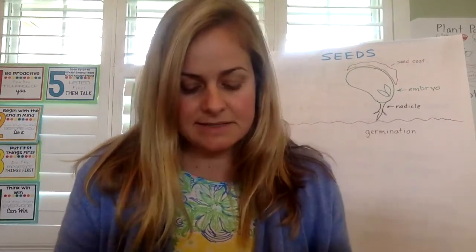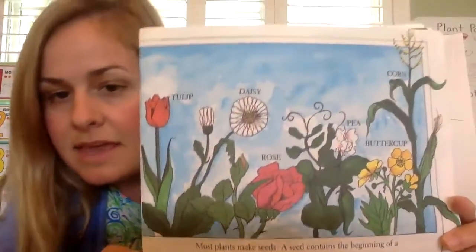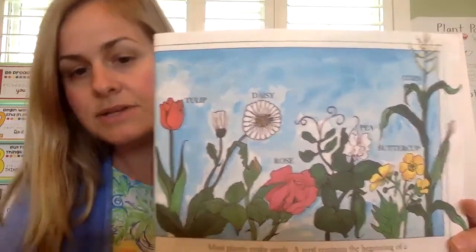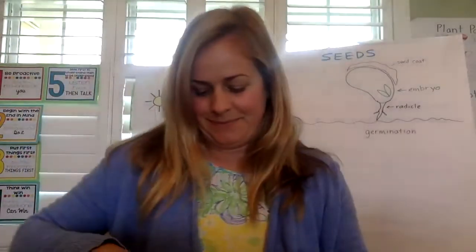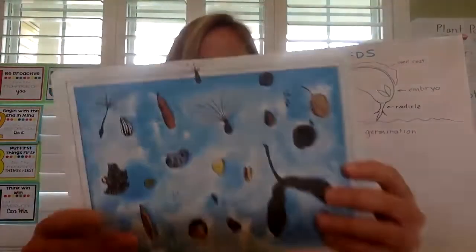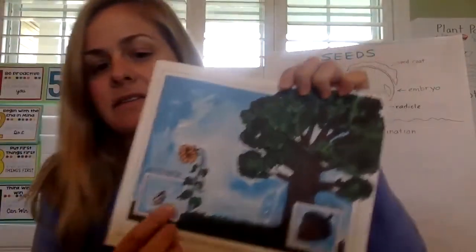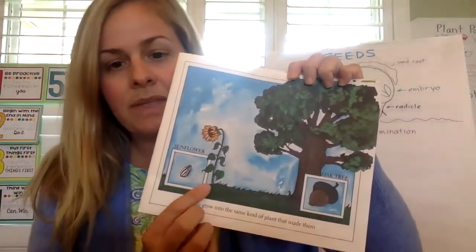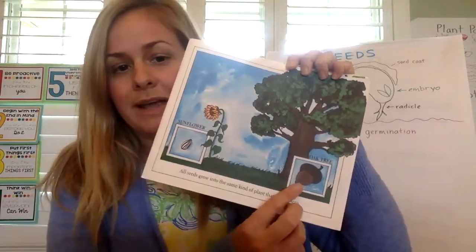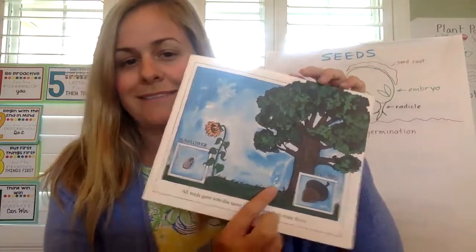Most plants make seeds. A seed contains the beginning of a new plant. Looking at the illustration, we can see labels: corn, buttercup, pea, rose, daisy, and tulip. Seeds are different shapes, sizes, and colors. All seeds grow into the same kind of plant that made them. So we know a sunflower seed grows into a sunflower, and we know that an acorn grows into an oak tree. An acorn will never ever grow into a sunflower, and a sunflower seed will never ever grow into an oak tree.